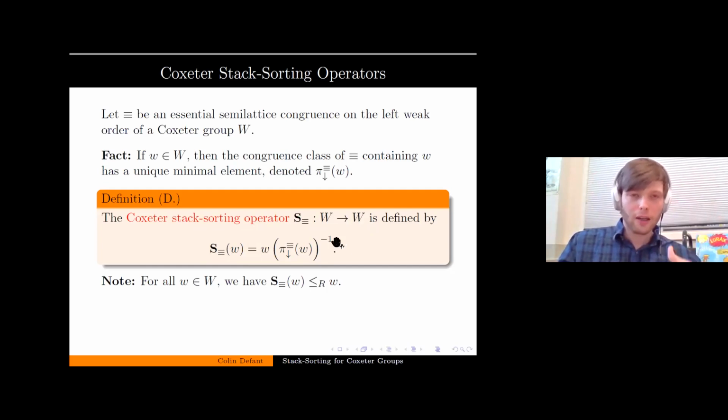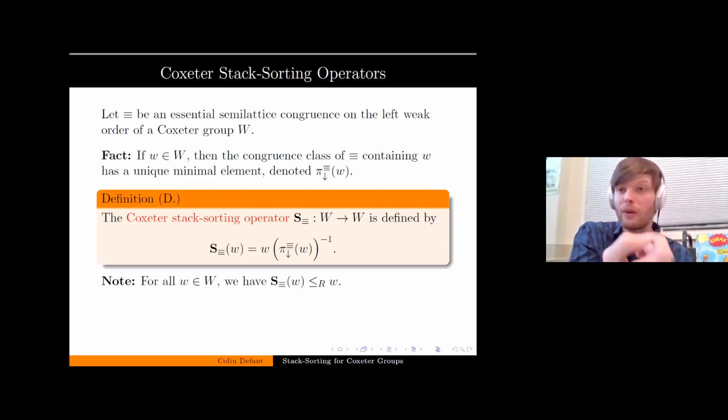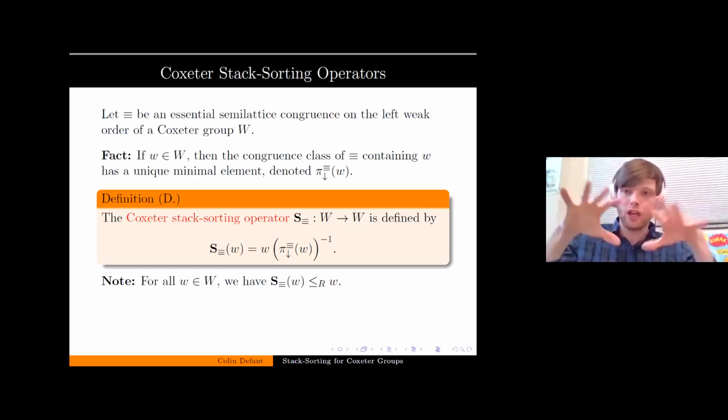Let me just remark very quickly that this Coxeter stack sorting operator will always move you down in the right weak order. This isn't hard to show. And so this is actually a strict inequality here if W is not the identity. So what this means is that if you start at some element and you keep applying the Coxeter stack sorting operator, you're going to keep moving down in the right weak order until eventually you get to the bottom, which is the identity element, and then that will just be fixed. So the diagram of this Coxeter stack sorting operator will look like a tree because everything maps to the identity, which is then fixed.